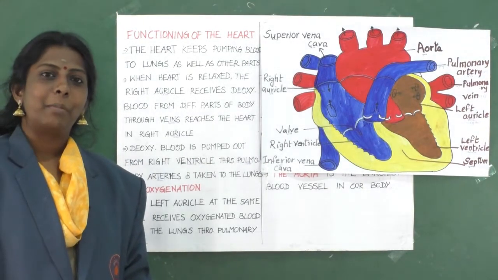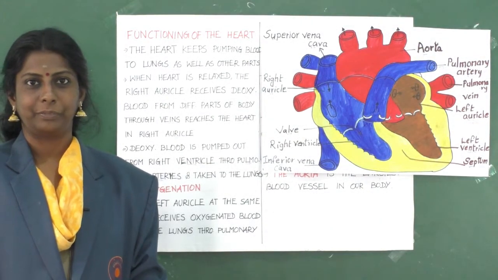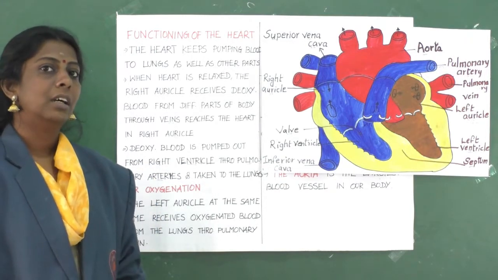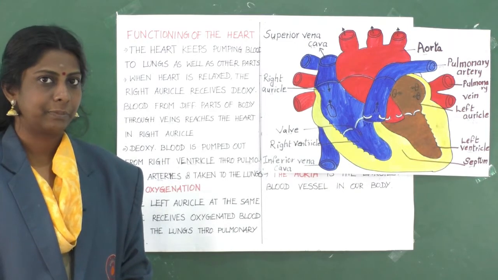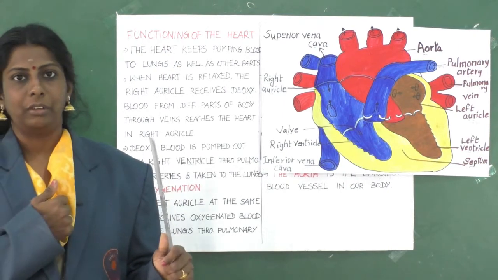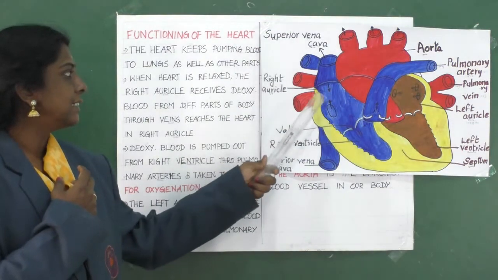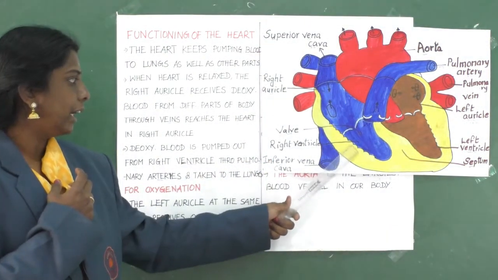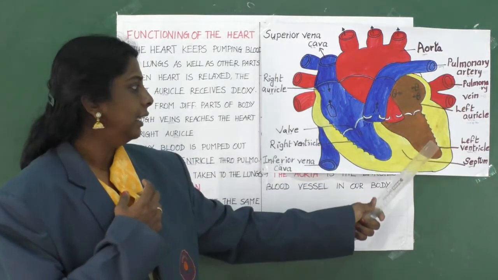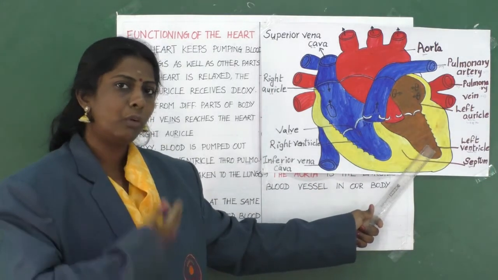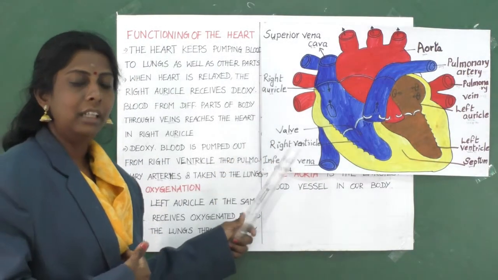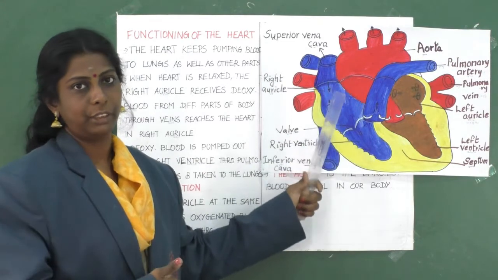Now let us learn about the functioning of the heart. So let us recall the parts again. As I said, the heart has four main parts. What are they? Right auricle, right ventricle, left auricle, and left ventricle. These are the four main classifications.